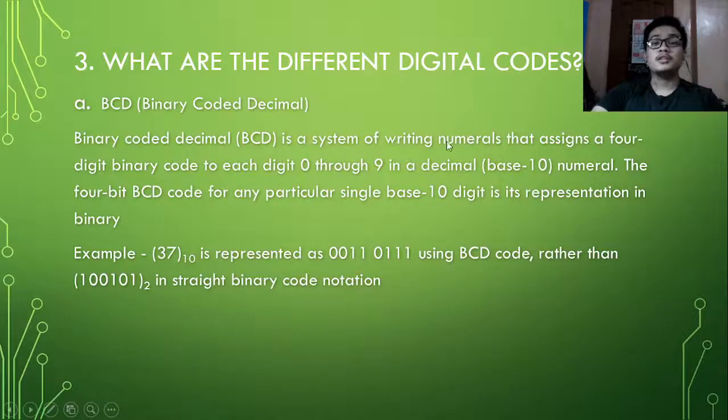It is a system of writing numerals that assigns a 4-digit binary code to each digit from 0 to 9 in a decimal base numeral. The 4-bit BCD code for any particular single base 10 digit is its representation in binary. So for example, take the decimal number 37. Every digit is represented in binary: 3, such as in this code, and 7 will be represented with this binary code, rather than converting this whole number to a straight binary notation.